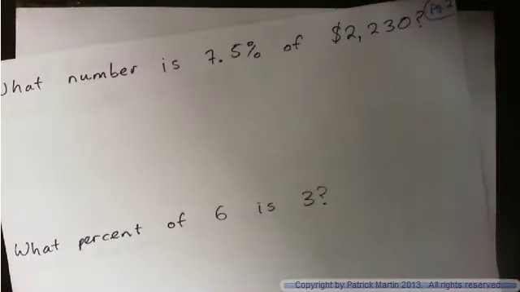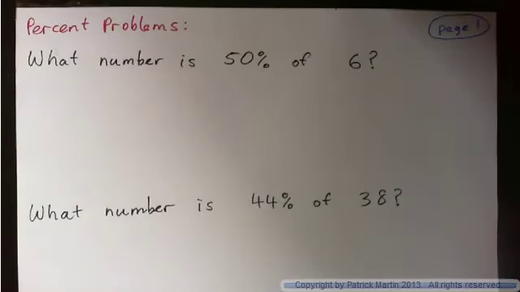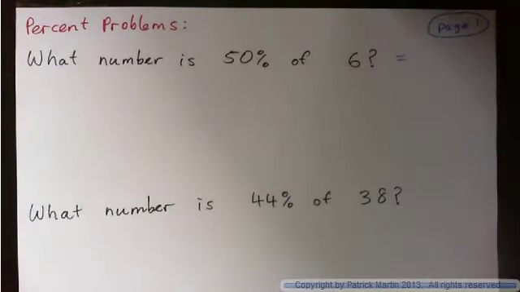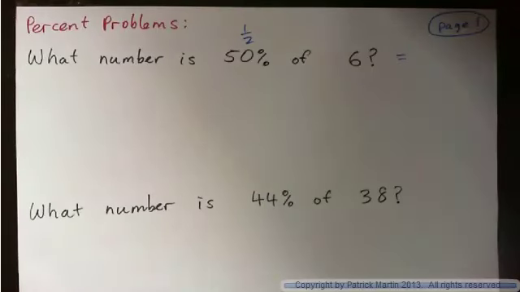Okay, so let's start with page 1. What number is 50% of 6? Write down the answer first of all. Now we have to get what number is 44% of 38, so of course we'll need a little bit of a strategy. But can you tell me the answer to this? 50% is the same thing as 1/2, right? Remember that? So what number is half of 6? The answer is 3, right?